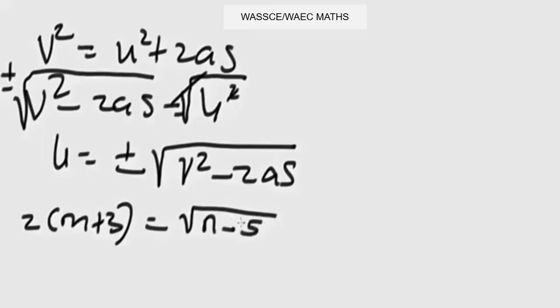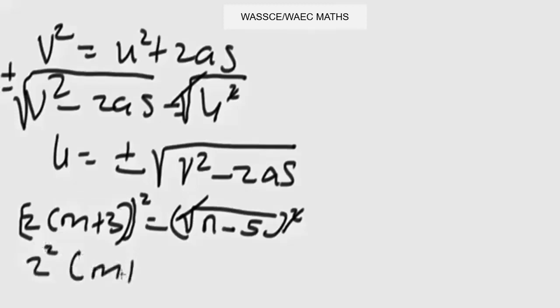To begin with, we need to remove this square root at the right side of the equation. To do this, you need to square both sides so that the square cancels the square root. Now you are left with this square outside here on the left side of the equation; you take it inside, and the values inside these brackets will take the square. This is going to give us 2 square m plus 3 square equals n minus 5.